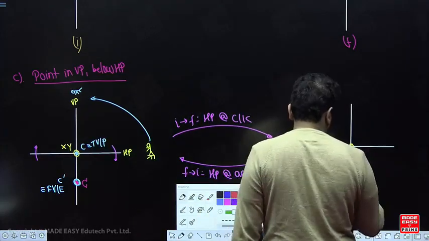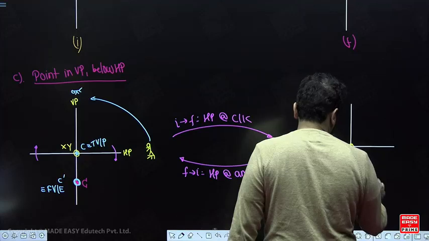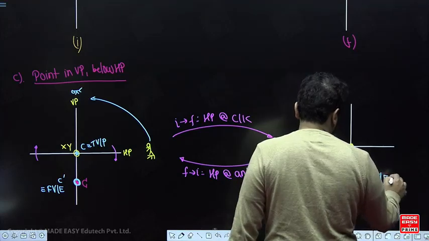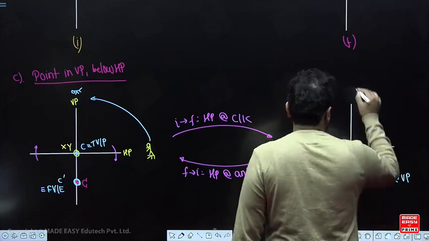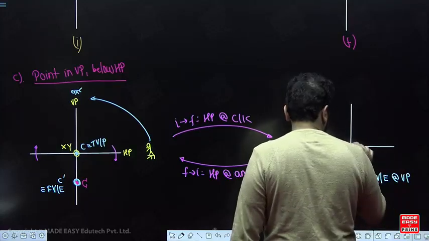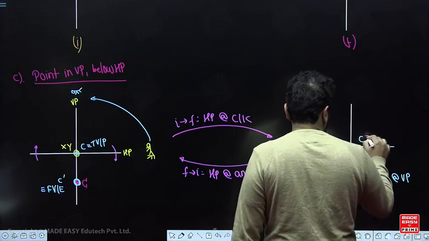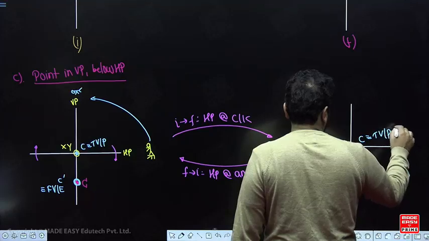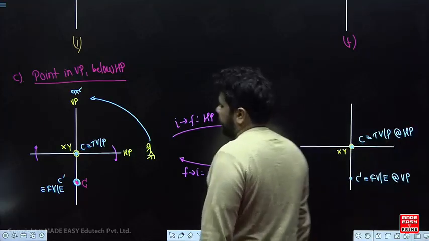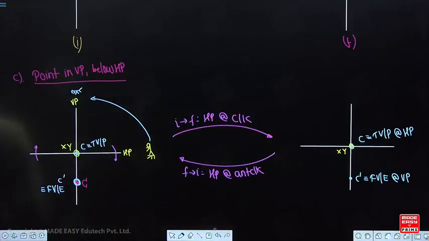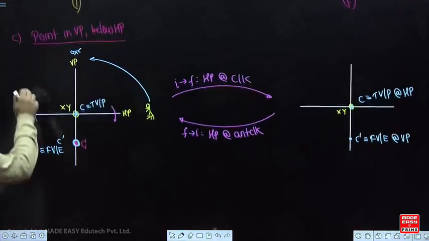Correct? So you can see that this is your C dash, front view or elevation at VP, and this is your C, which is the top view or plan at HP, isn't it? Clear? Okay. So let us do one question based on this. Question number 26. You note it down first. So after this, try question number 26.